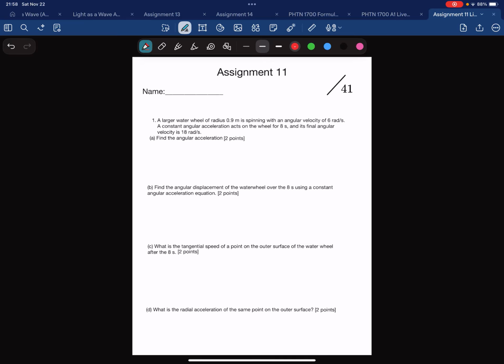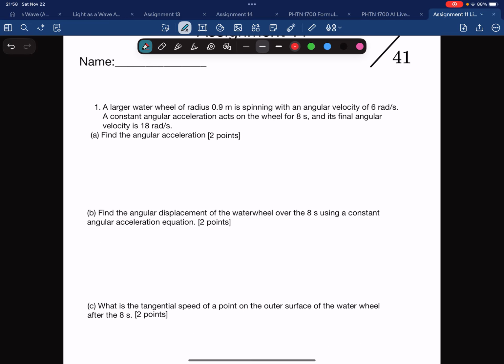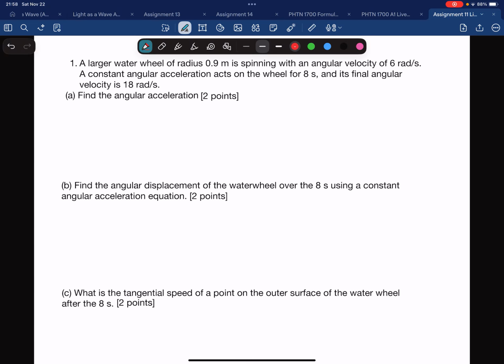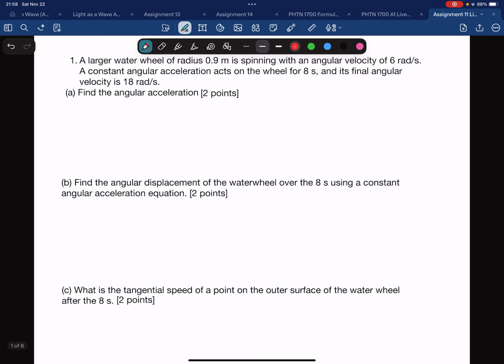Okay, so these are the solutions for assignment 11. Number 1: a large water wheel of radius 0.9 meters is spinning with an angular velocity of 6 radians per second. A constant angular acceleration acts on the wheel for 8 seconds, and its final angular velocity is 18 radians per second. Find the angular acceleration.